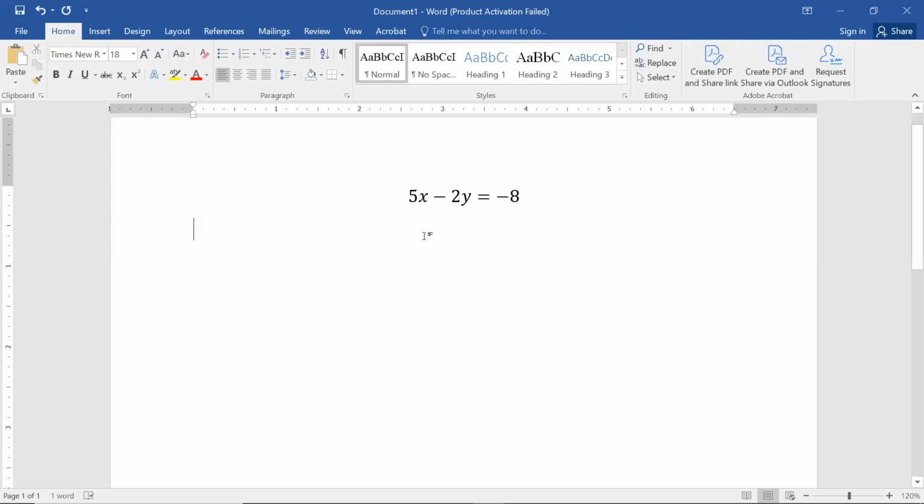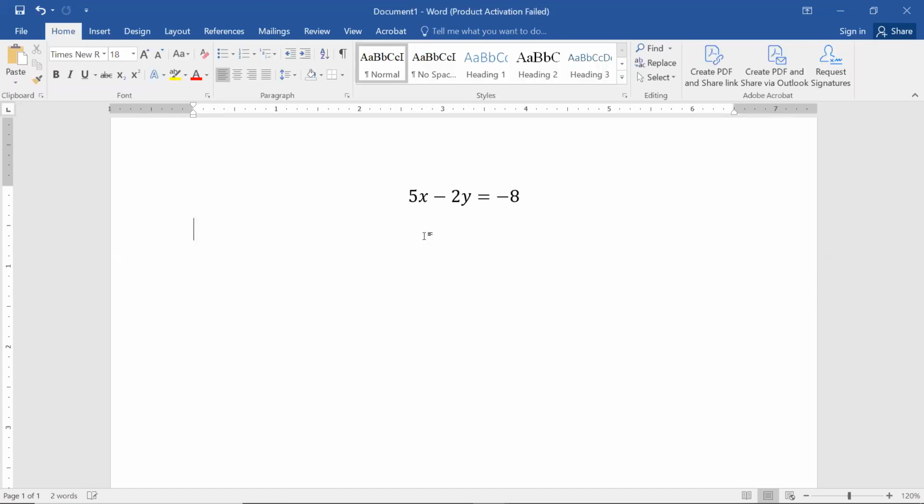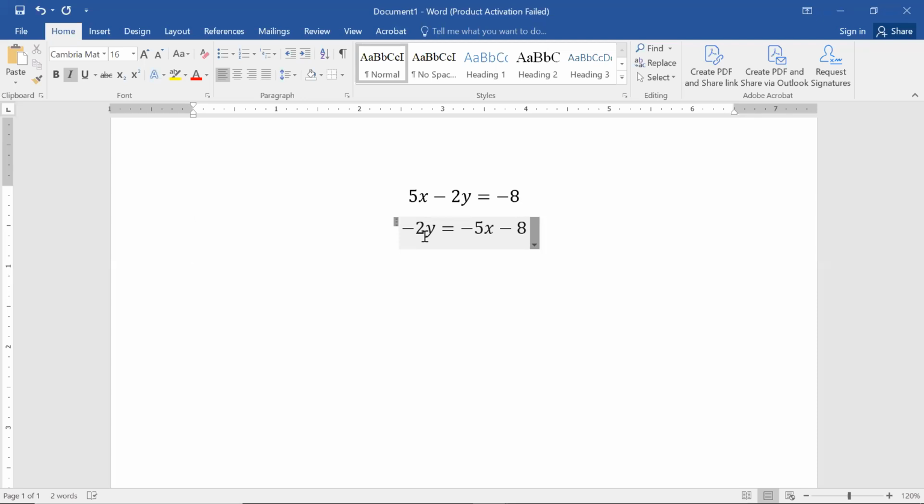Now, getting an equation in slope-intercept form means I want to get y on one side and the x term and the constant term on the other side. So that means I would have to subtract 5x from both sides. If I do that, I would get -2y is equal to -5x minus 8.